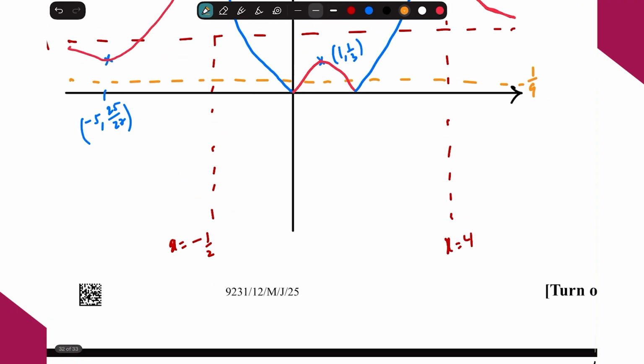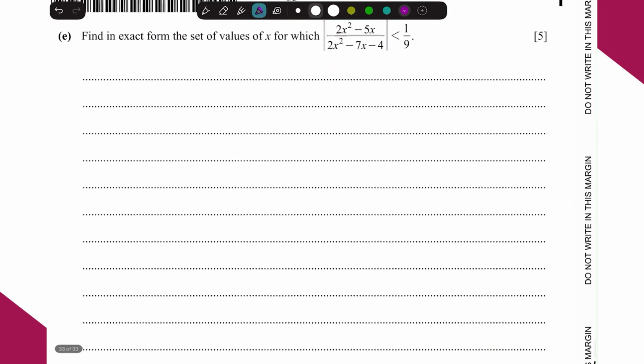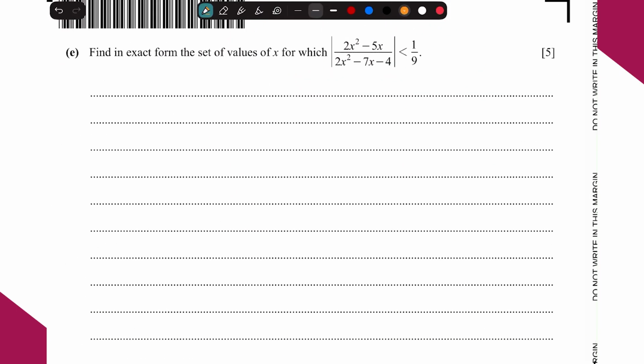What we want to do is find the set of values for which this is less than 1 over 9, right? So it's these set of values. If I take my highlighter, these particular set of values. This area is going to be the shading, and also maybe this right here. So basically, now we have a visual representation of the graph.